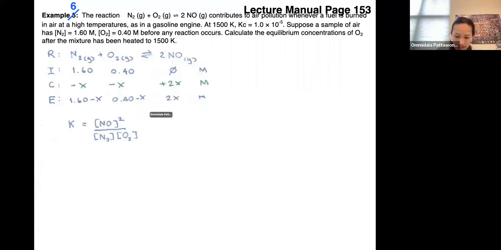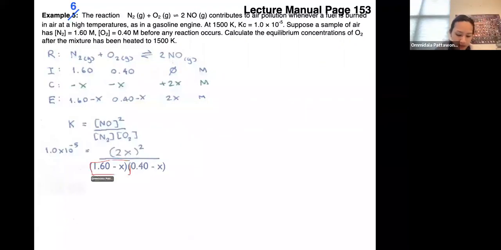So I'm going to set up the K expression: product over reactant. Don't forget the square on the product. K is given as 1 times 10 to negative 5. You are going to plug all of these values at equilibrium into this Kc expression. To solve for this, you would multiply these two terms and then set up a quadratic equation to solve for x, but that is a little bit complex.